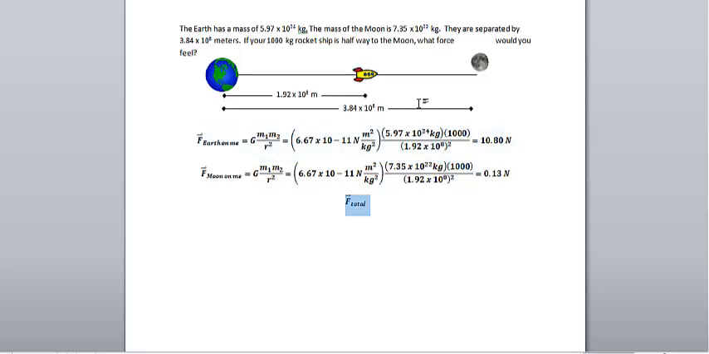So your job is to find the net force. The total force is just how the Earth is pulling you plus how the Moon is pulling you. But of course, one of those has to be negative because they're pulling in opposite directions. So 10.80 minus 0.13 is a net force towards the Earth of 10.67. That's all there is to solving that.